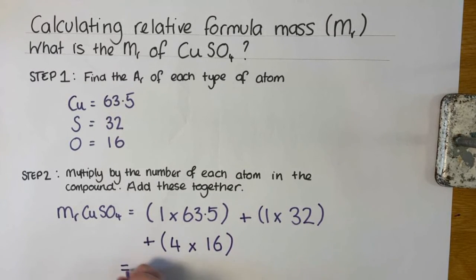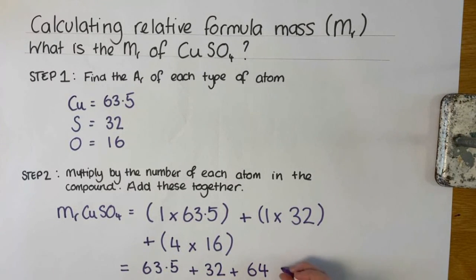Okay, so that means I'm going to add together, if I expand out all my brackets, 63.5 plus 32 plus 4 times 16, which is 64. And if I add those all together, I end up with 159.5. And that is the relative formula mass of copper sulfate.